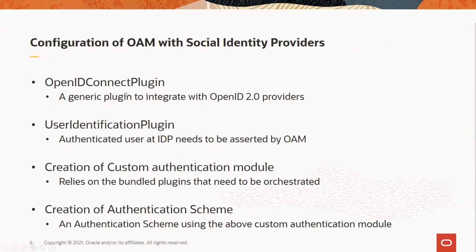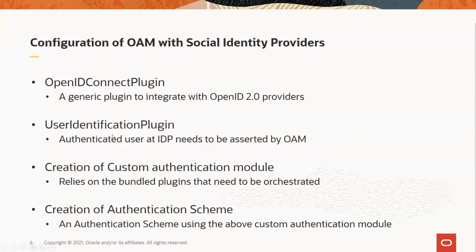The first is the OpenID Connect plugin. This is a generic plugin that you can use to integrate with any OpenID 2.0 providers. The role of this plugin is to redirect the request to the IDP it is integrated with, and there is one particular parameter, the challenge parameter, where the initial command is set equal to none. After the user is authenticated at the IDP, control is returned back to the OAM server with the necessary parameters being sent through the ID token.